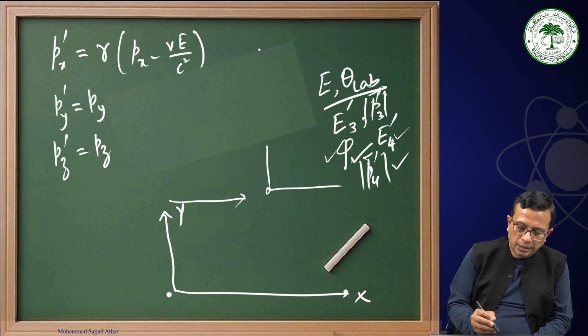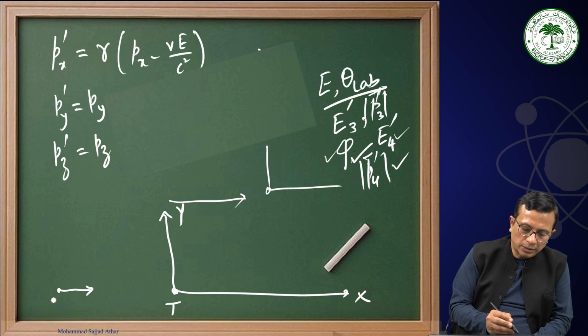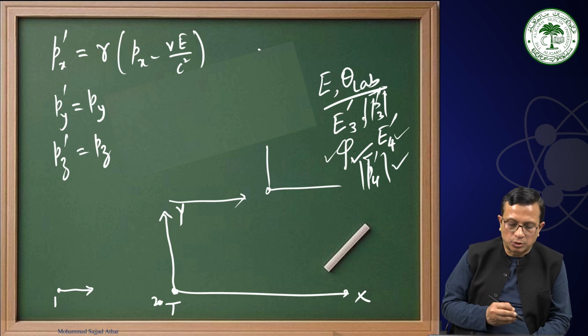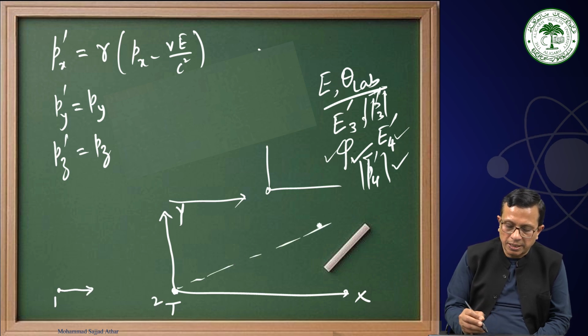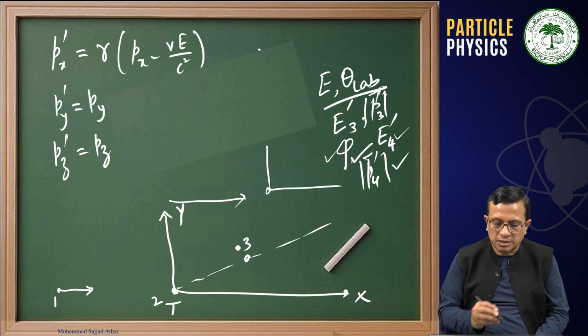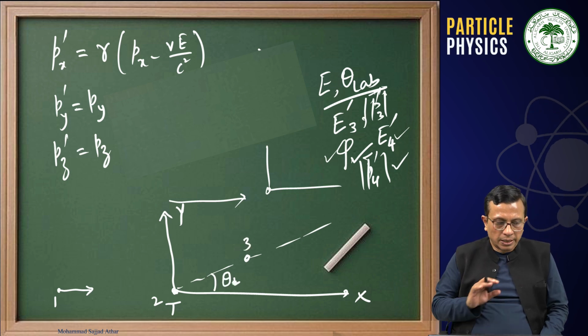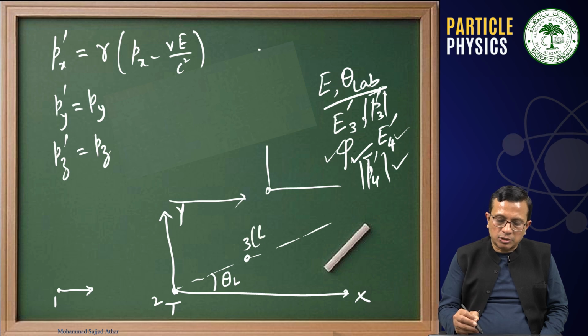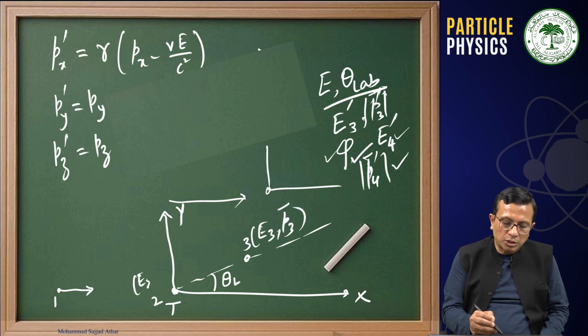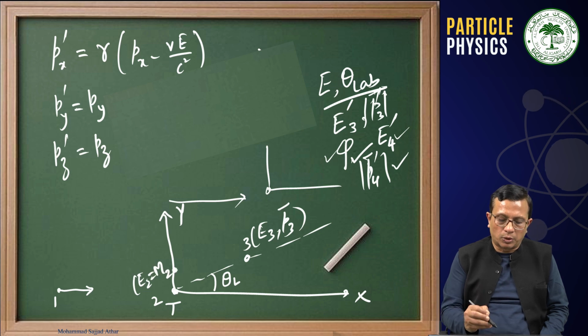Say this is x, this is y, this was the target, this was the projectile 1, this is the target 2, scattering is taking place and particle 3 is moving out. This is making an angle theta L. Then if I know theta L, and this quantity is E3, P3, this quantity is E2 equal to M2, because the target was at rest and its momentum was 0.